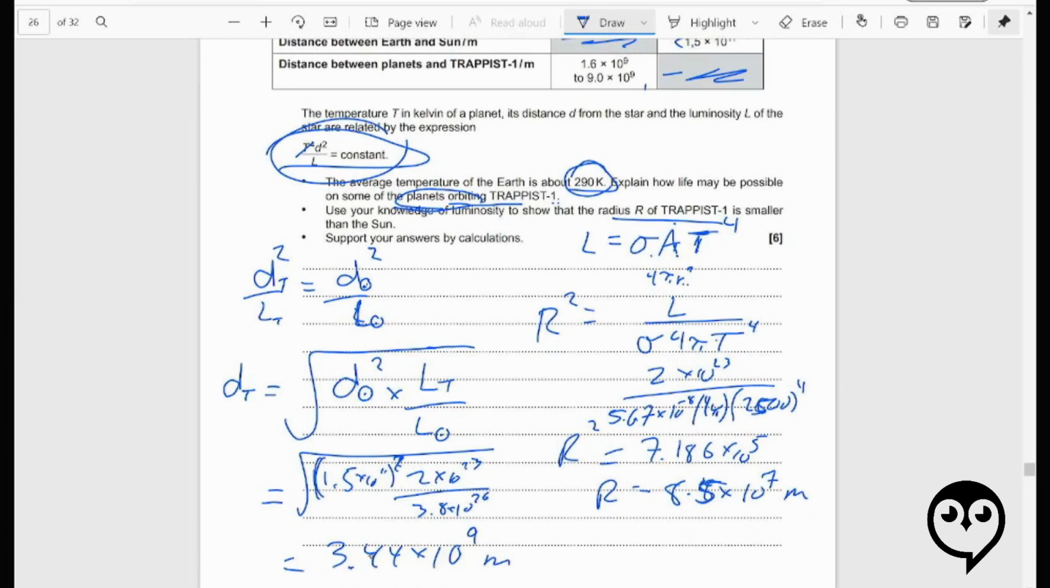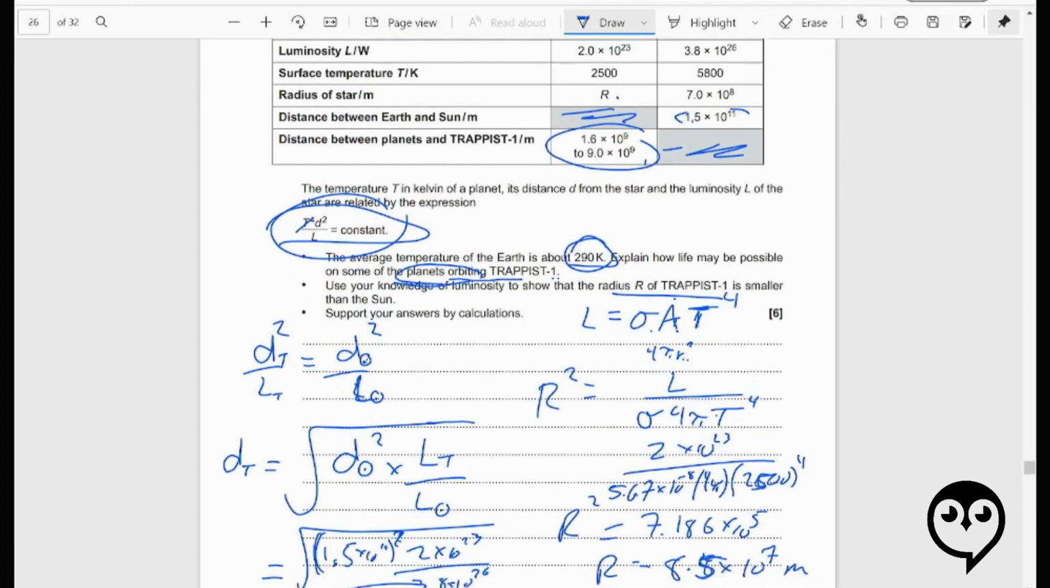So 3.44 is a little over double 1.5, but because it's 10 to the 11 and this is 10 to the 9, it's 100 times larger, but then there's this half factor. So it's 50 times the distance. Not quite, almost. So there is between 1.6 and 9 times 10 to the power of 9. So this falls within a Goldilocks zone. That's fine. Okay, we've done some calculations.